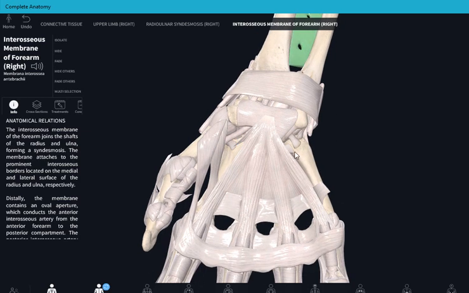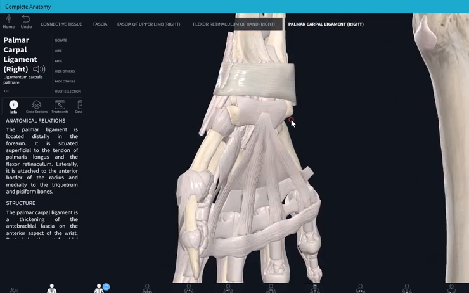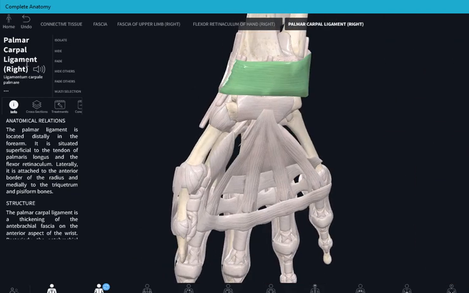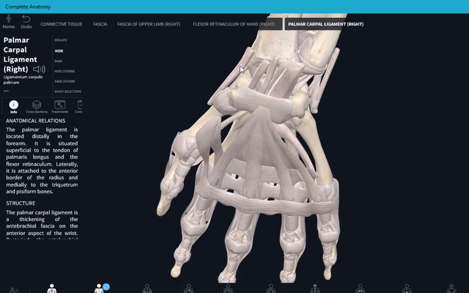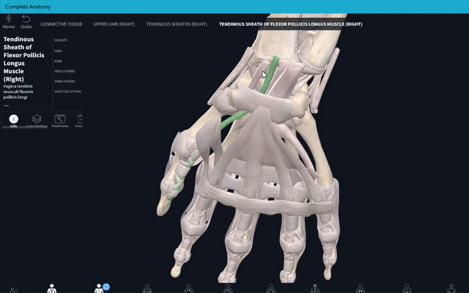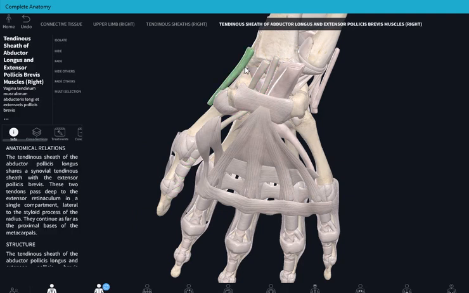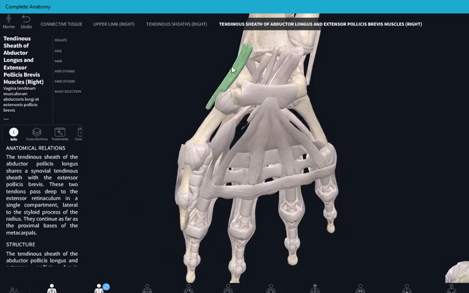Now coming to the carpal bones, you have this one here. This one here is the palmar carpal ligament. So we can hide it and visualize inside. So now inside you see that there are many bursae and many sheaths which are covering the different tendons. This particular sheath is covering the abductor pollicis longus and the extensor pollicis brevis. So these two sheaths here, abductor pollicis longus and extensor pollicis brevis.